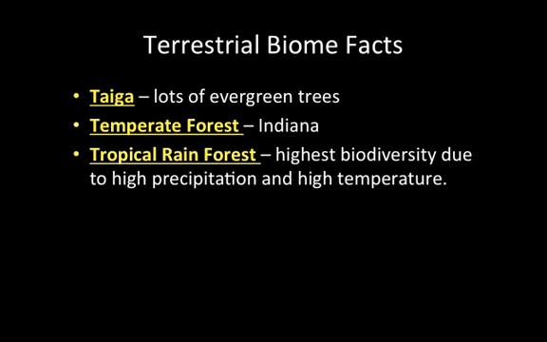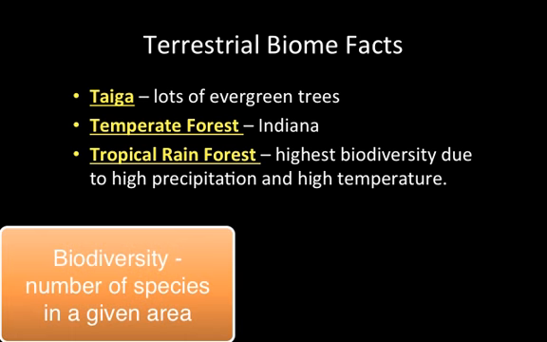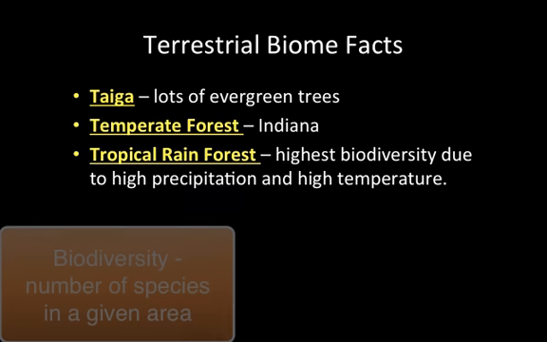And tropical rainforest has the highest biodiversity, again answering the question that I just asked, due to the high amounts of precipitation and high temperature. The higher the precipitation and the higher the temperature, typically, the more biodiversity you are going to find within an area, the higher number of organisms you'll find within the tropical rainforest.